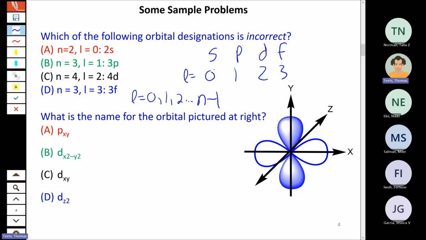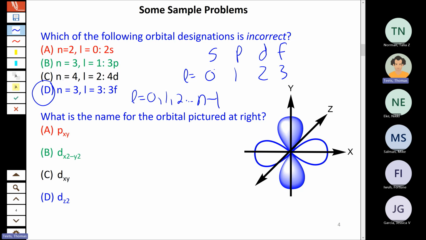But again, letter D here is the same concept we just had in the last problem. n equals 3, L equals 3. If that existed, you would call it 3f, but you cannot have n equals 3 and L equals 3 at the same time. The maximum value of L for n equals 3 would only be 2. So this one is the one that would have an incorrect designation, because again, it's a combination of quantum numbers that don't go together. So I'm emphasizing that because that does come up in some of the questions.